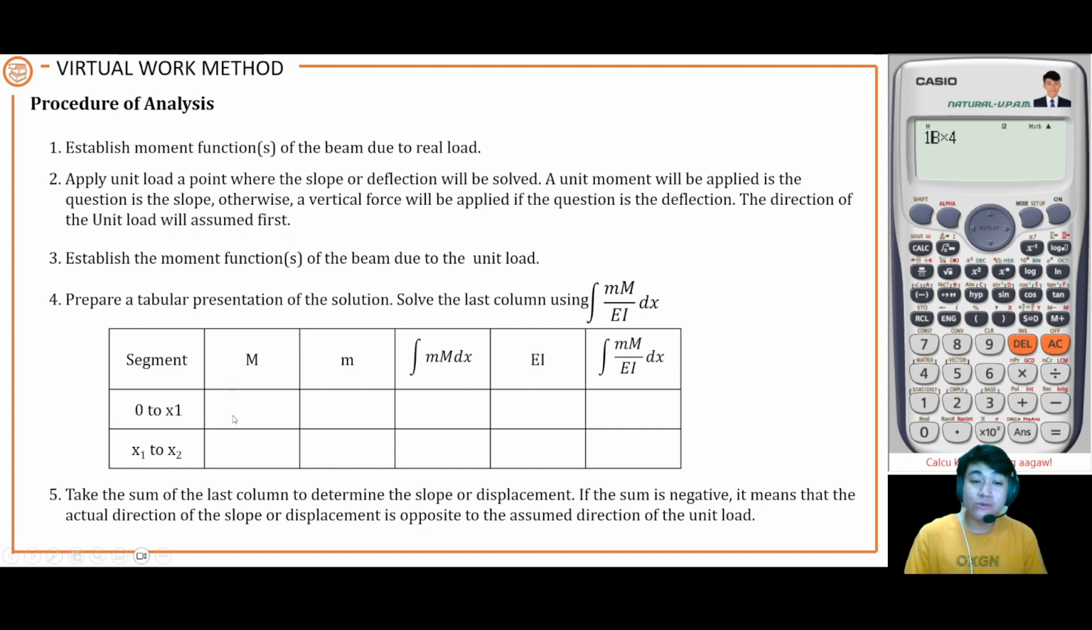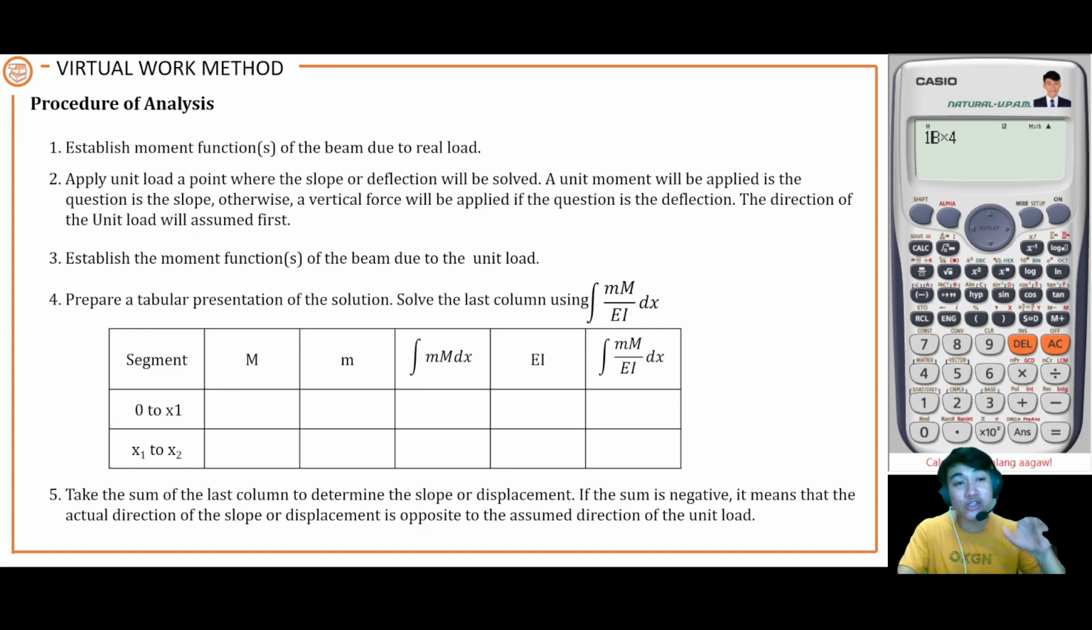What we're going to do is take the sum of the last column to determine the slope or the displacement. If the sum is negative, it means that the actual direction of the slope or displacement is opposite to the assumed direction of the unit load. If we recall procedure number two, we assume a direction. If the answer is negative, your assumed direction is incorrect. If the answer is positive, your assumed direction is correct.